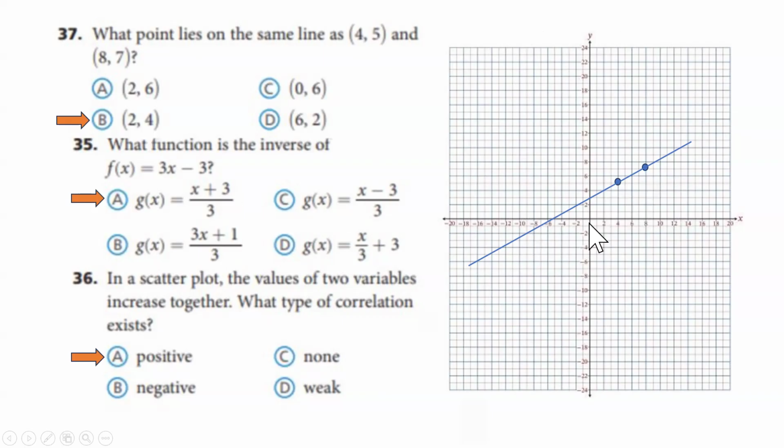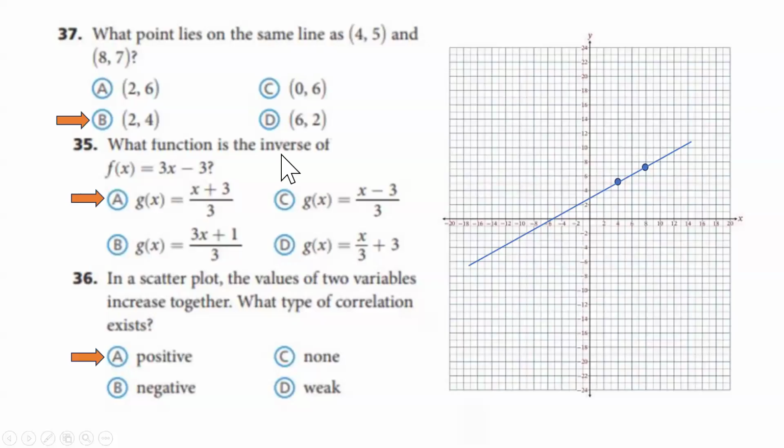You see it is 2 and 4. If you come here, it is 2, you go up and 4. So 2, 4 is on the line. The others are not on the line. For example, 0, 6: 0 is here and 6 is here. This is not on the line. Only the point 2, 4 is on the line.